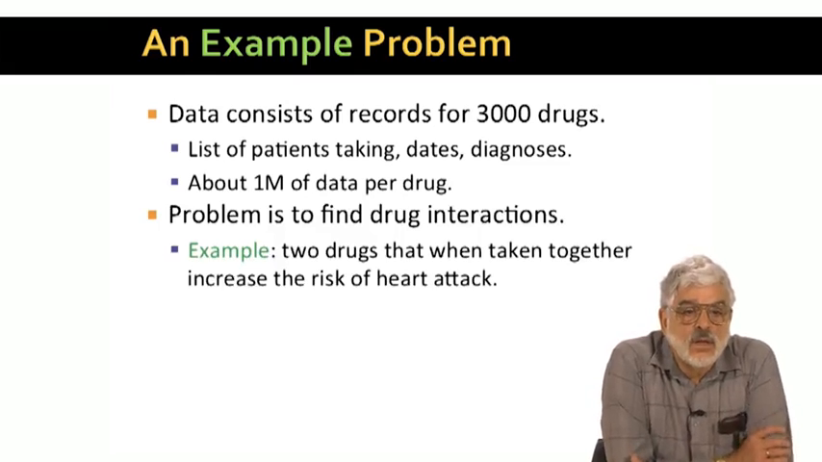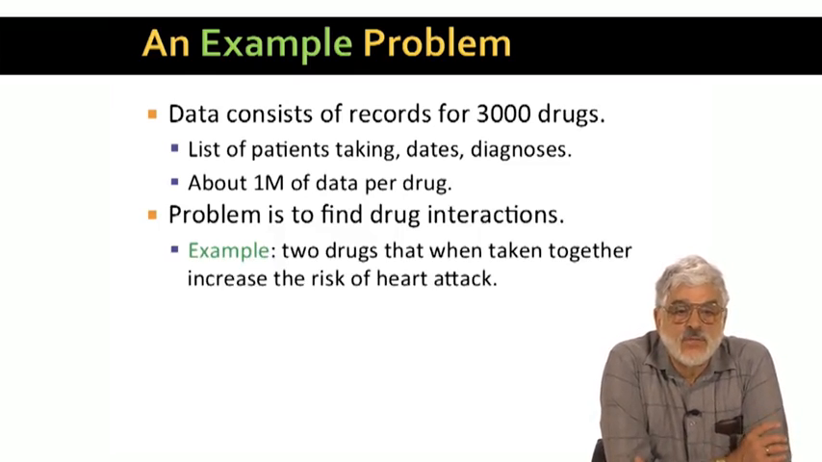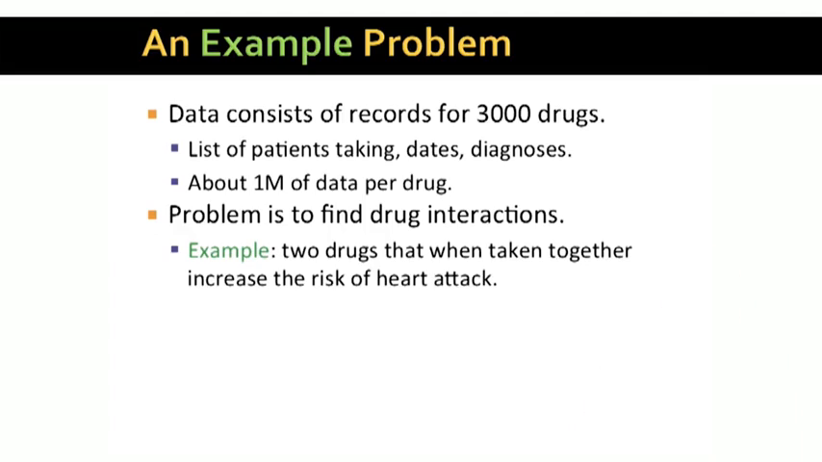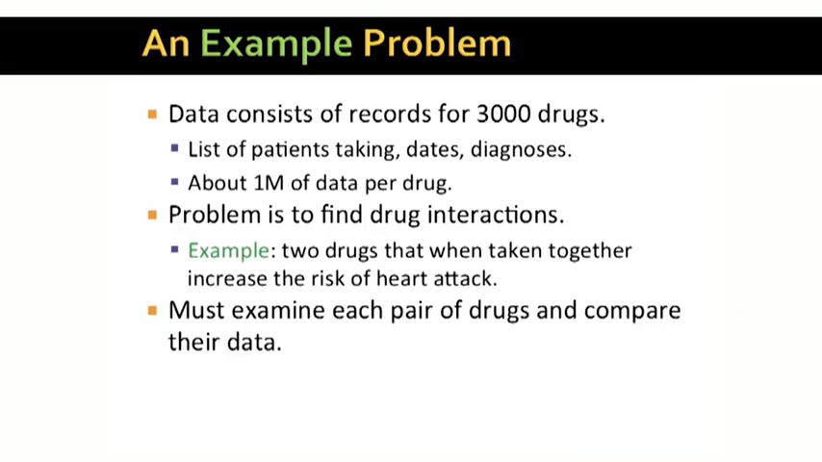Well, again, the goal is to find drug interactions. So for example, you could calculate the fraction of people taking a drug A who subsequently got a heart attack, and the same for drug B. Then look at the intersection of the two sets of patients and see if they were significantly more likely to get a heart attack. So we need to look at each pair of drugs and do a statistical analysis of their two records. There are 4.5 million pairs of drugs in this study, so that's a lot of computation. But as we shall see, if we're not careful, the communication cost is so high that it makes it impossible to do the study using MapReduce.